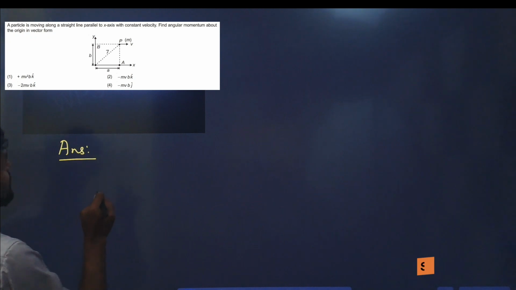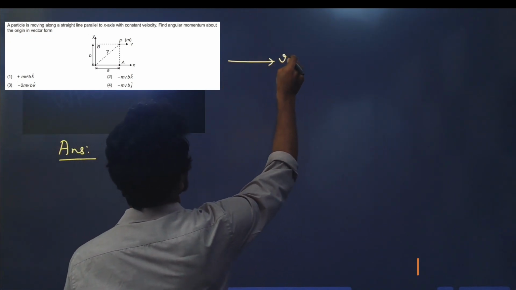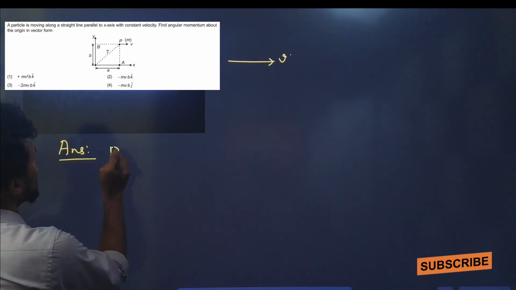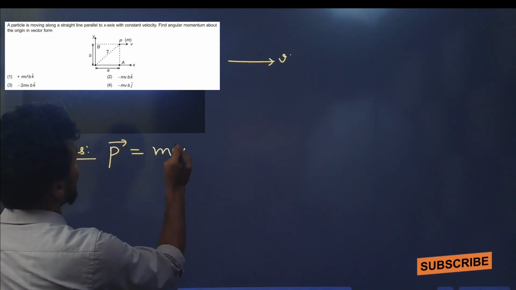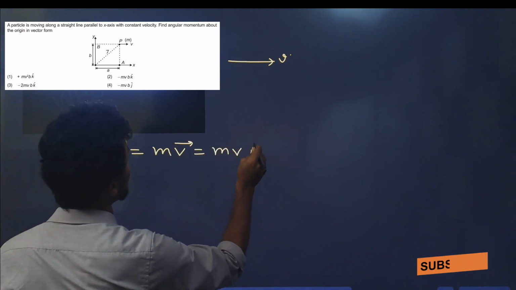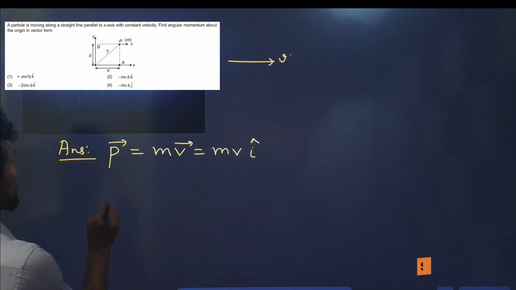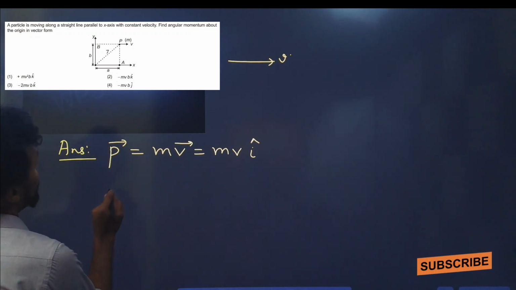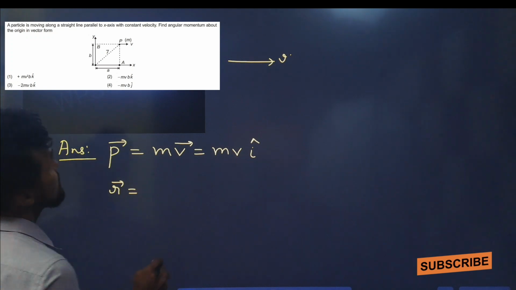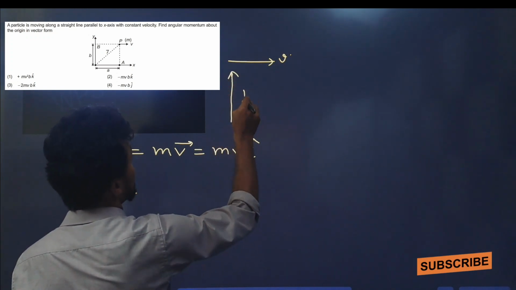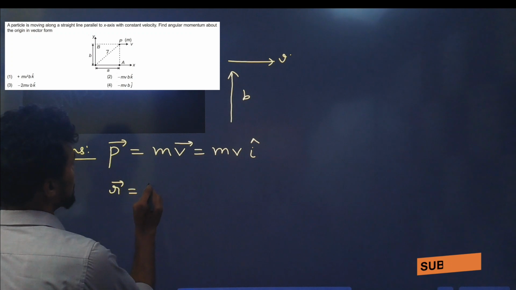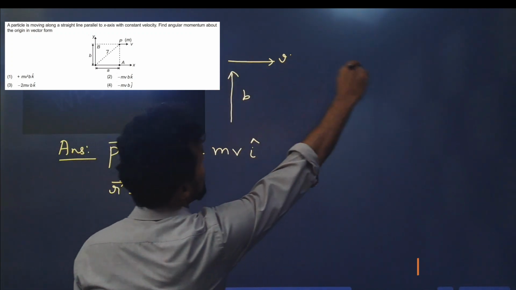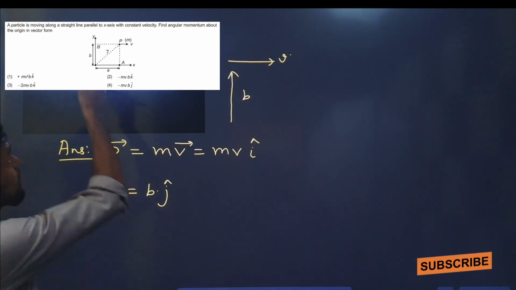If you see the question, the velocity is in this direction. So if I write the momentum in vector form, it is m vector v, that means mv unit vector i cap, correct? After that, the position vector r is given in this direction, so we can write this as b into j cap. Why j cap? Because it is vertically upward here. Velocity is in this direction and the position vector is upward. Now you can see the diagram.